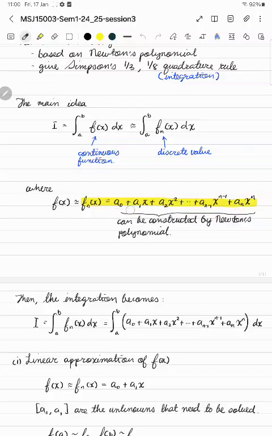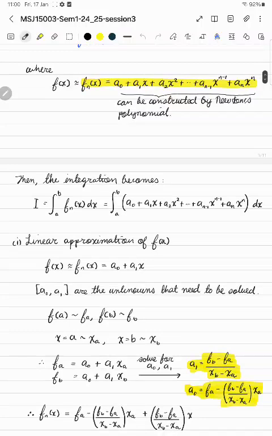to approximate the continuous function. If you look at the first two terms, it will be a linear equation, and if you take it further down to the third term, it will be a quadratic equation, and so on. The integration in this case becomes I equals the integral from a to b of fn, which is the discrete function or the constructed polynomial function, and all you have to do is replace the definition.